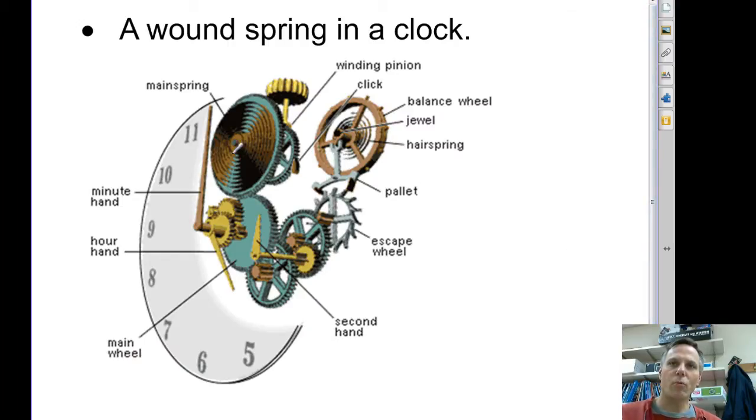Another example is when you wind up a spring in a clock. When you wind the spring up, if it was to be let go, it would spread all over the place. So it's got potential energy, and the potential energy is slowly released with the hands of the clock moving.